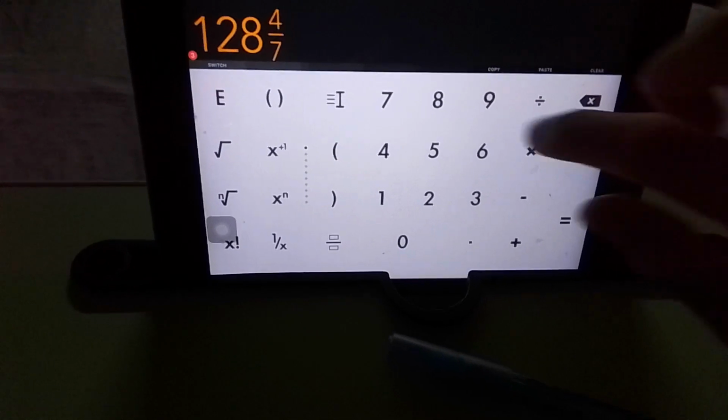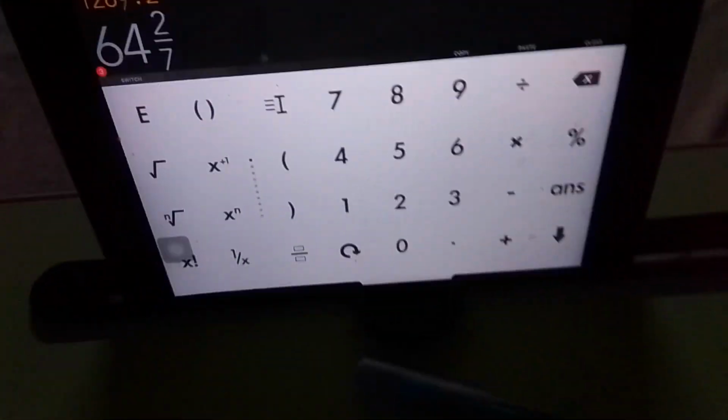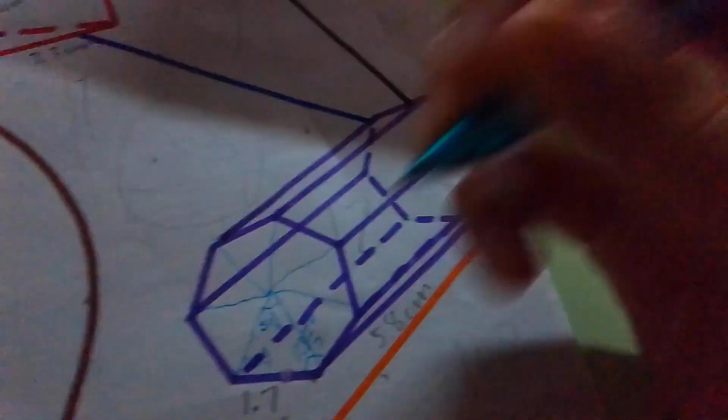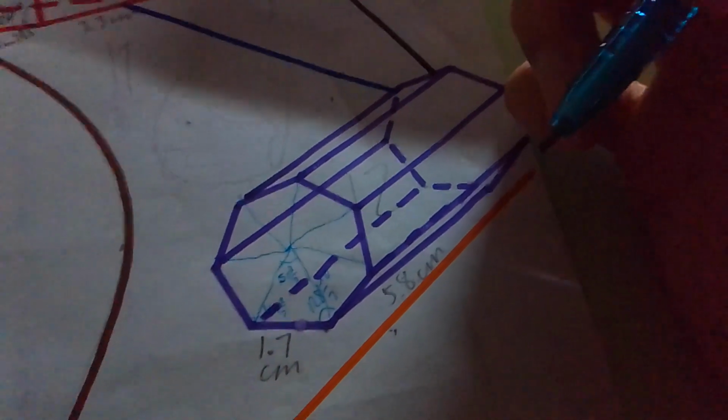Wait lang. Divide by 2. Therefore, our answer should be 64 and 2/7. So the measure of this angle, if it were to split into part, should be 64 and 2/7. Then the other one must be 64 and 2/7. Now what we need to do is to get the apothem.